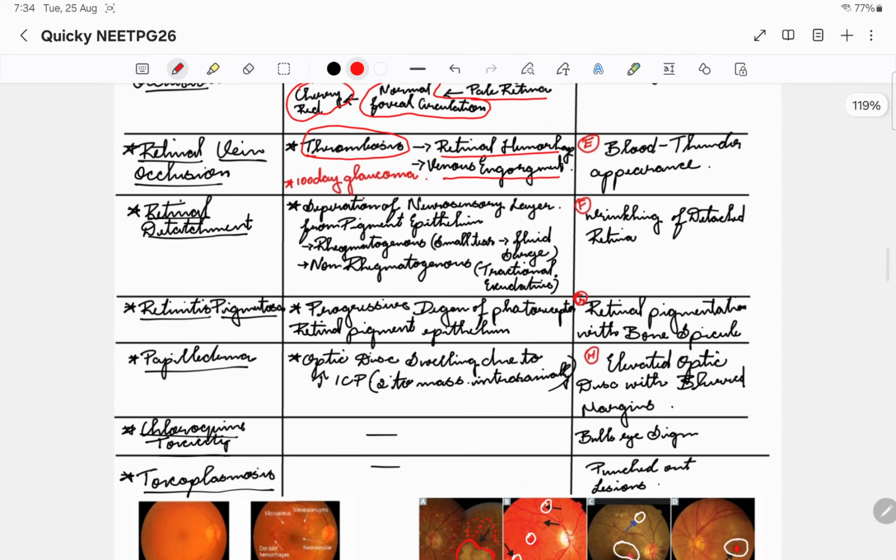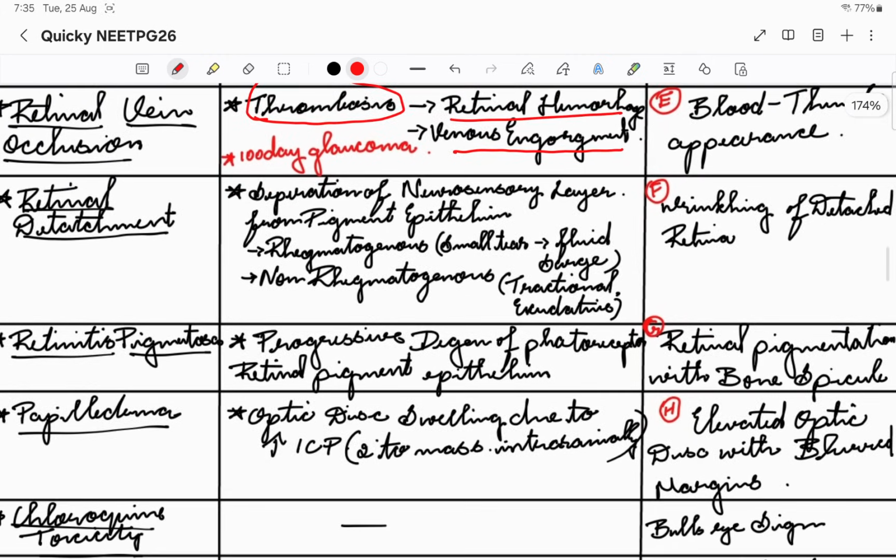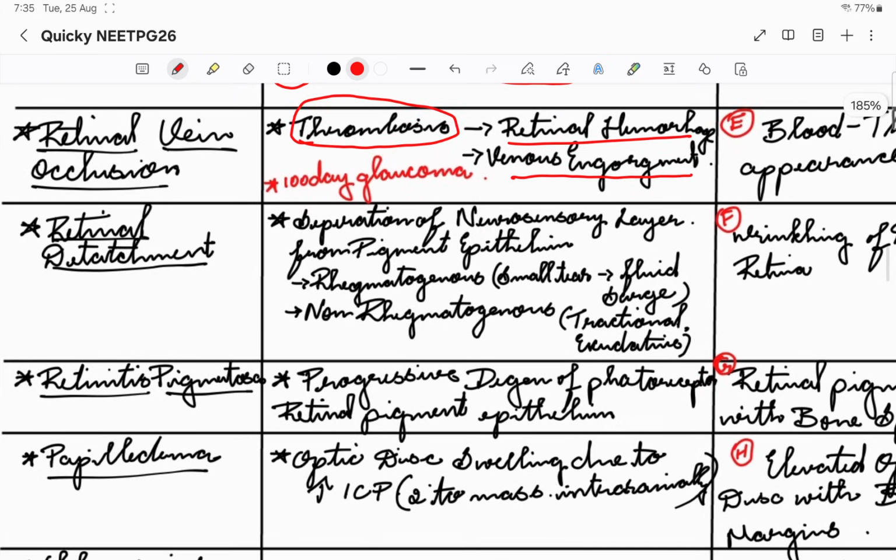Okay, then coming to retinal detachment, I told you, right, there are many types: tractional, rhegmatogenous, non-rhegmatogenous, and all these things. So what happens is, it is the sensory layer that is getting separated from the pigment epithelium. We discussed in the layers of retina, right? So there is something called sensory layer which will be detached from the pigment epithelium. Please remember this line. They'll ask you which layer is getting affected. Sensory layer and the pigment layer is getting affected.